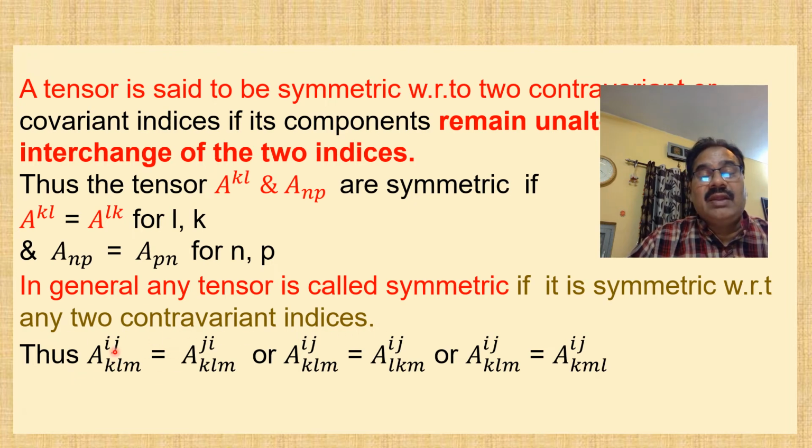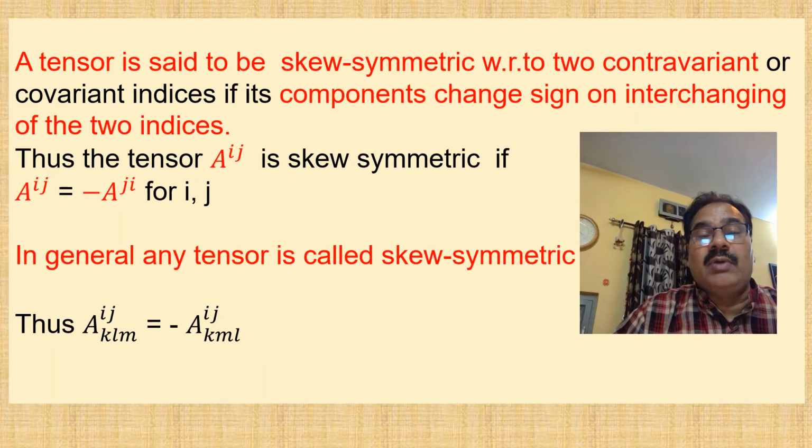So here you can write A^{ij}_{klm} may be written as A^{ji}_{klm}. And in another way, you can write A^{ij}_{klm}, where in klm you can change lk. Or in the third form, ij remain the same and you again change the last terms lm to ml. Okay, so this is about symmetry with respect to contravariant or covariant indices.